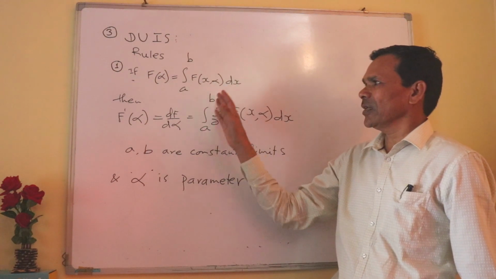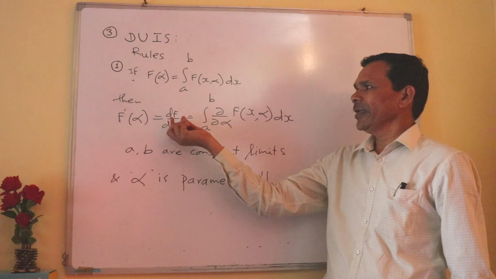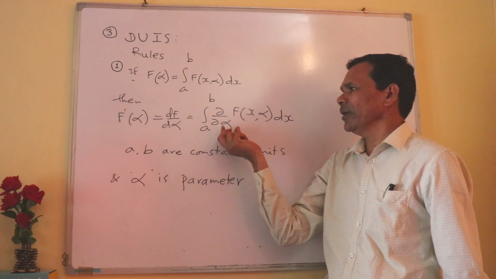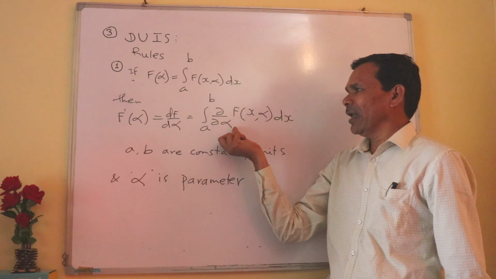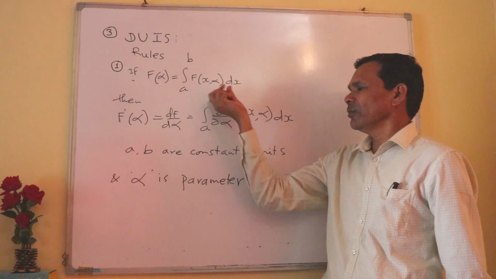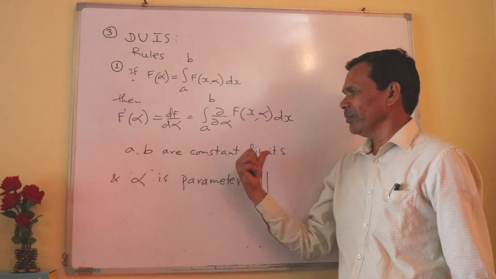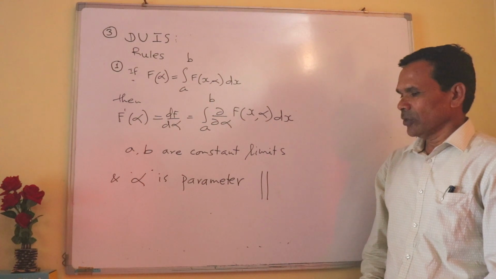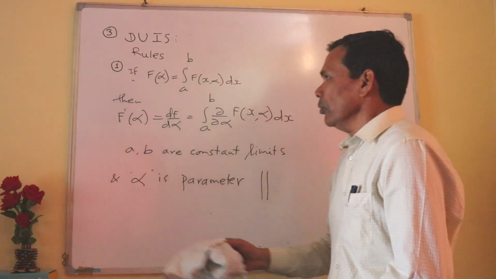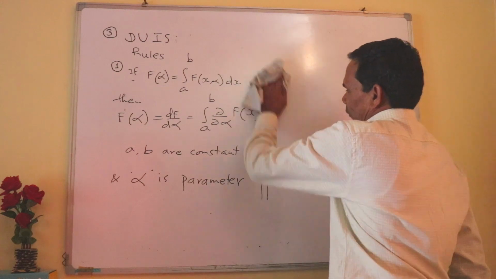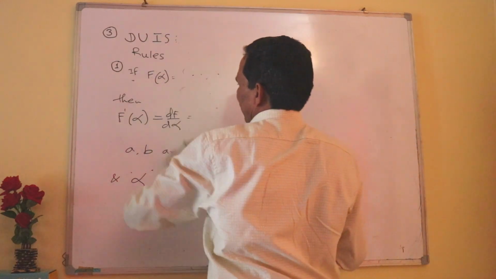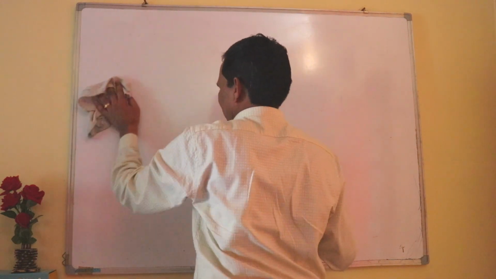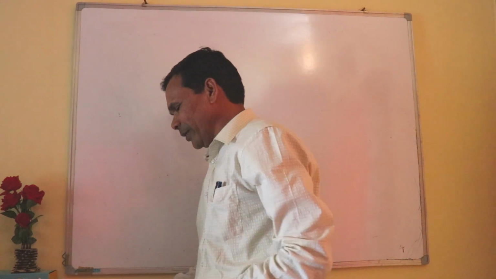With respect to x, it is given, then F dash alpha, dF by d alpha, where F dash means total derivative, is equal to the integral from a to b of the partial derivative with respect to alpha of f of x, alpha, with respect to x, where a and b are constant limits and alpha is the parameter. So let us see how to operate this rule for finding values of certain integrals by considering the constant to be a parameter.